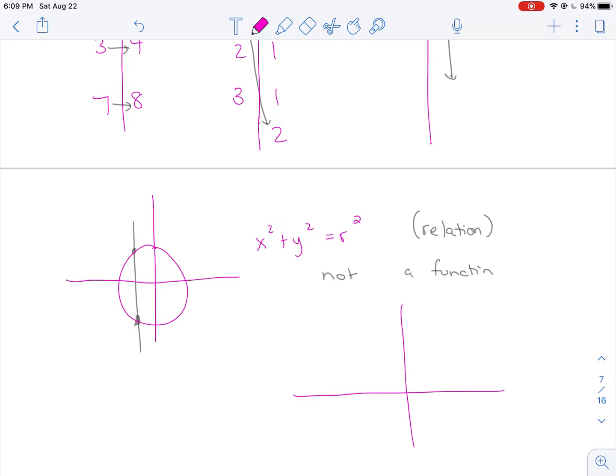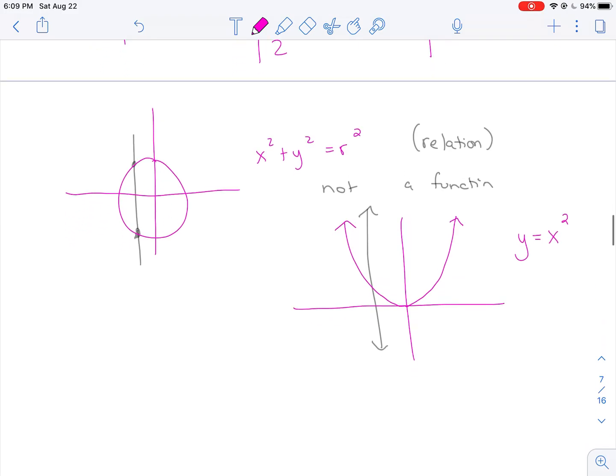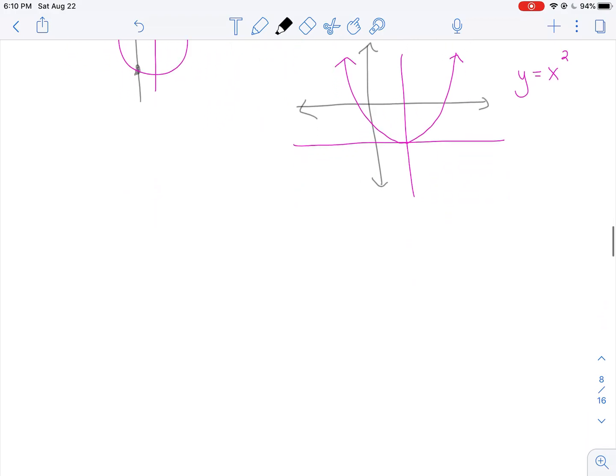Parabolas, the way that we normally think about them as happy or sad, are functions because they pass the vertical line test, or every x value is only paired with one y value. The inverse of a parabola, though, is not a function because it doesn't pass the horizontal line test, which we'll talk about later.